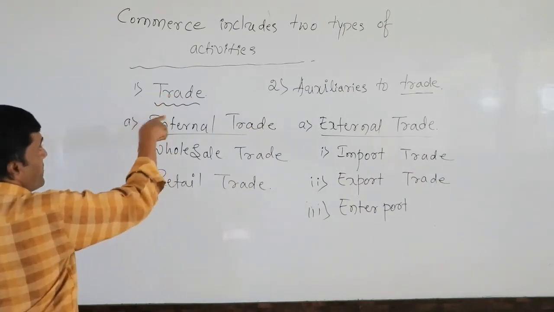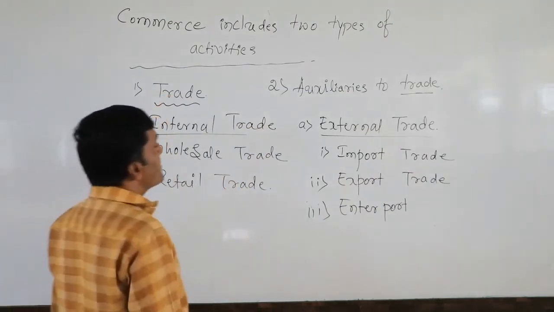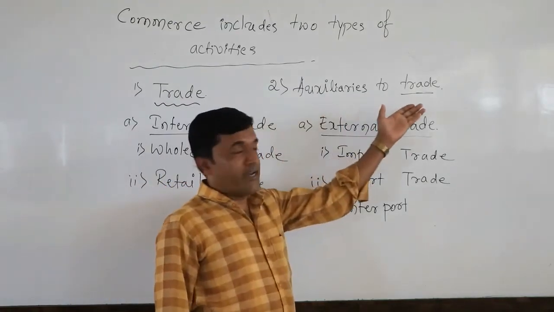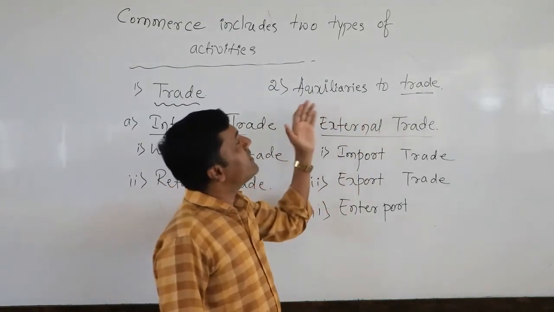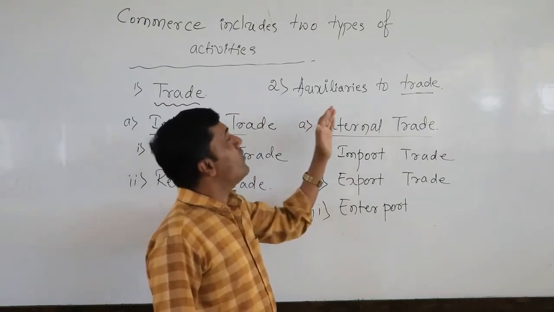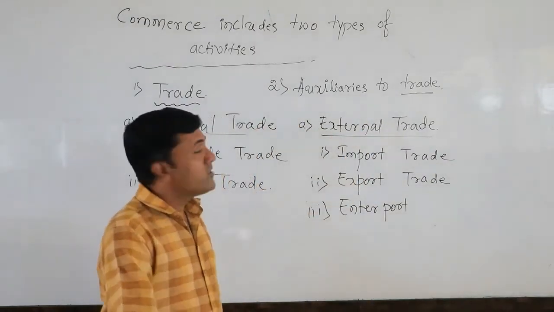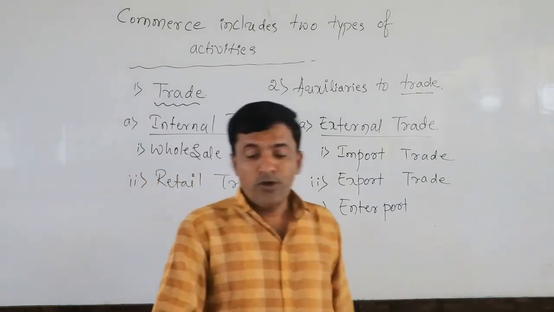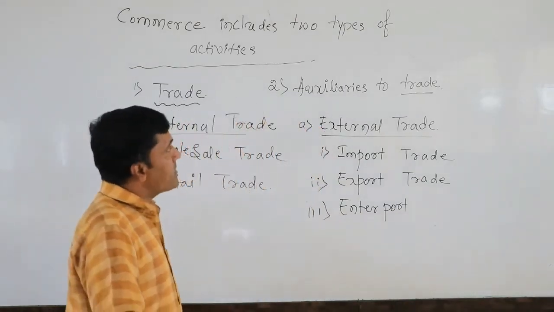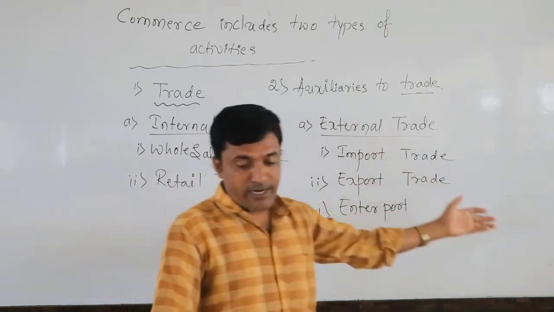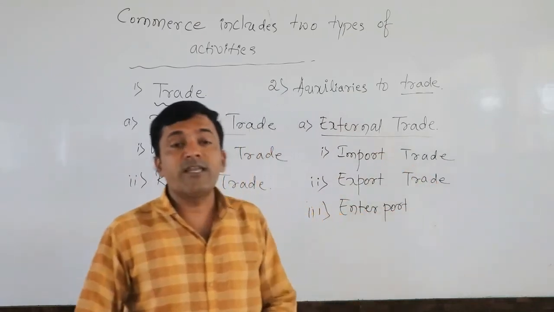Okay, dear students, so like this we have discussed the activities of commerce. Among that, the first one is trade. Now I would like to discuss auxiliaries to trade. Auxiliaries to trade are the supportive tools for conducting trade. What supportive tools are to be maintained in an organization? That is about auxiliaries to trade. So let us discuss that.